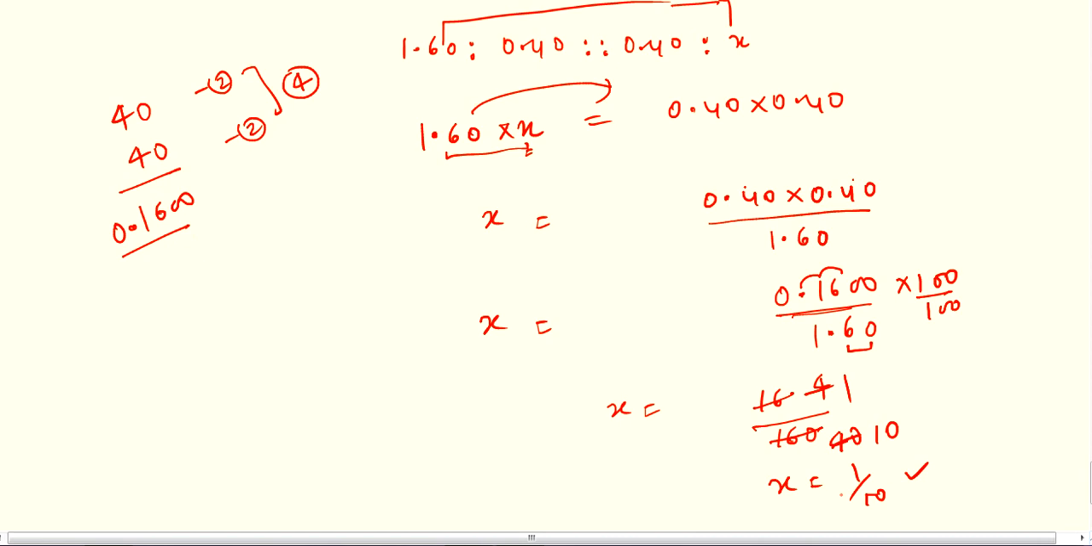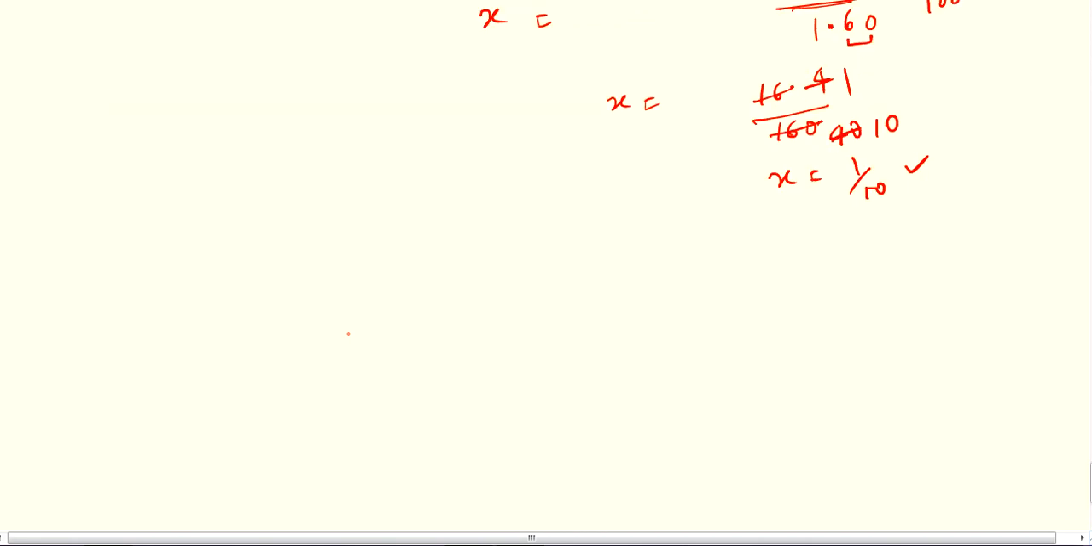Like this you have to find the third proportional. Clear? Question number 5 is the same as previous questions from exercise A, like 8, 9, 10. You can solve question number 5. Question number 6 and 7 are both the same. I am solving question number 7.